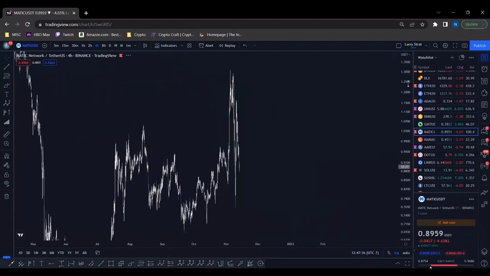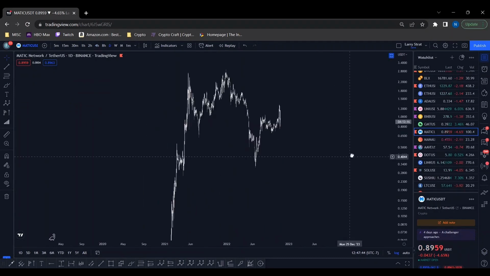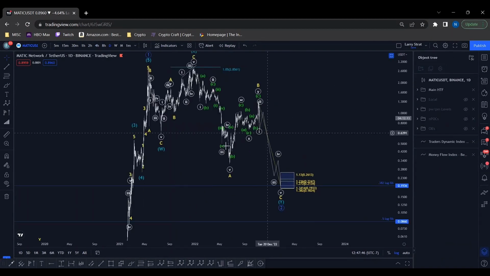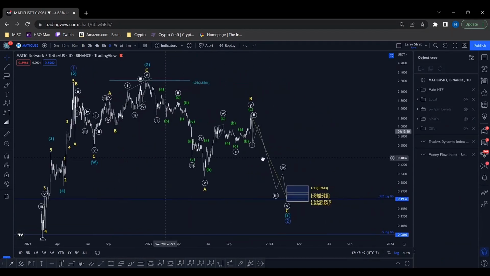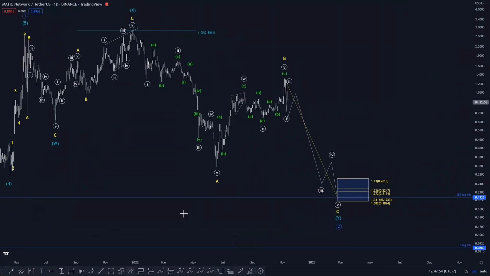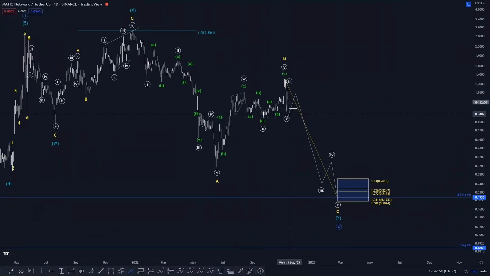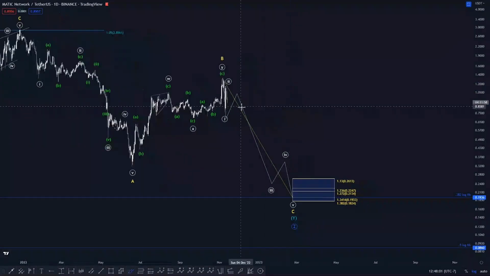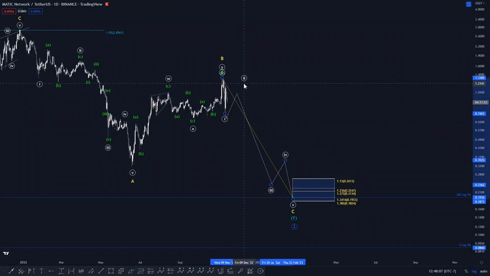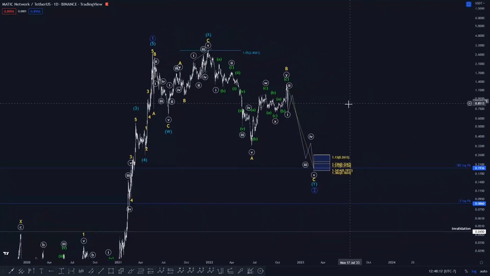Matic. Matic's a little bit crazier. Matic does have some crazy swings. We were waiting for this big pulse up, and we were waiting for this rejection down, which we did get. Same thing with Matic here. It's a matter of, is this two in right here, or is this two not in yet? We're not too sure. But on the large account for Matic, I do have it as a one into a two.